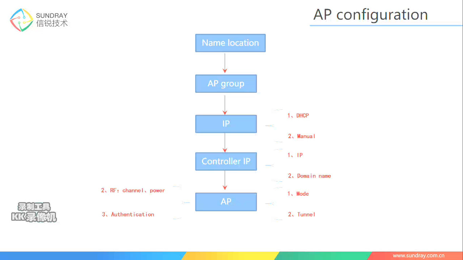And the radio frequency, the RF settings, there is channel and power. Actually you can set the AP by default automatically channel and power adjustment. So if this doesn't work well, we can manually set the channel for the access point. And then also we have to set the authentication method for the SSID.